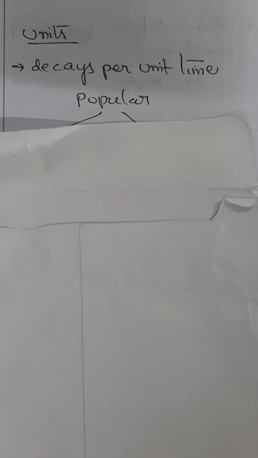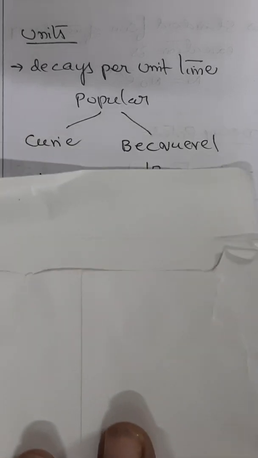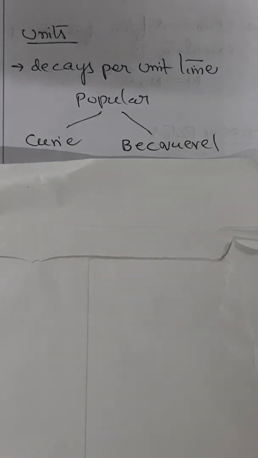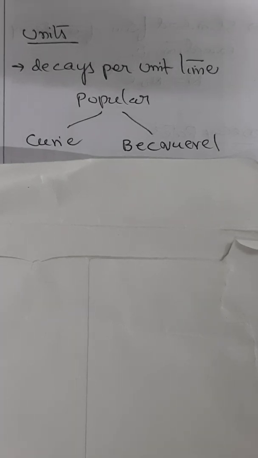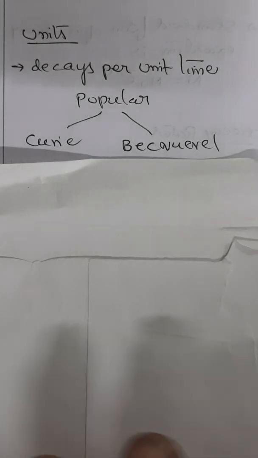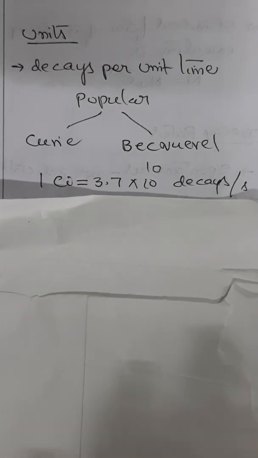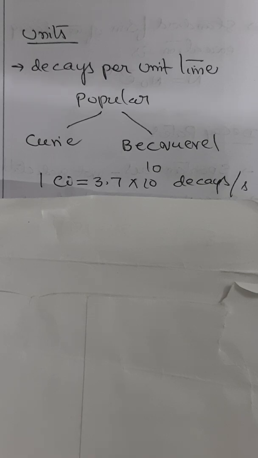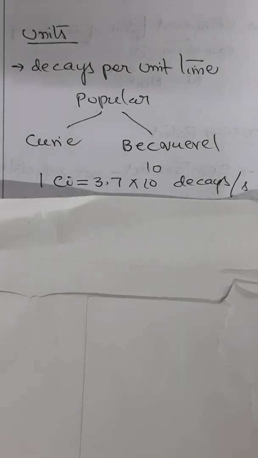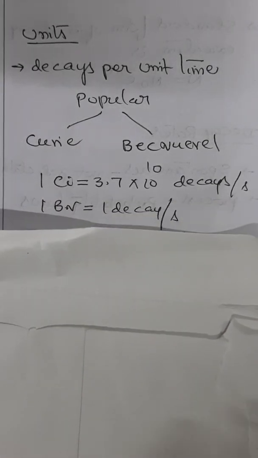There are two popular units of activity. One is named after Madame Curie, another is named after the founder, Becquerel. Curie is measured as Ci. One Curie is defined as 3.7 × 10^10 decays per second. Becquerel is represented as Bq, and it is defined as 1 Bq equal to 1 decay per second.